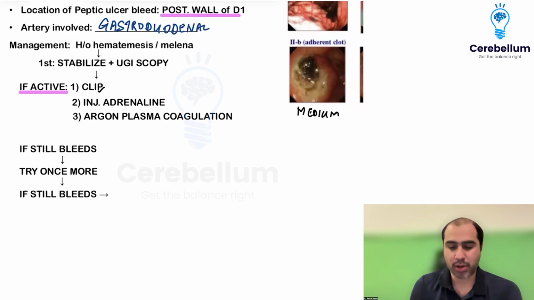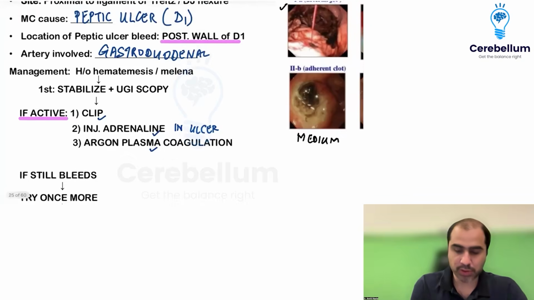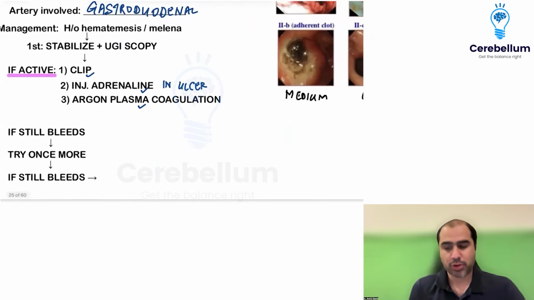Either I can put a clip, or I can inject adrenaline in the ulcer, it is local adrenaline, or I can do argon plasma coagulation. Which of these should you do? Between these three, which one should you do? Should you clip? Should you coagulate? Or should you do adrenaline? You should do any 2 out of 3, depending on the type of bleeding.